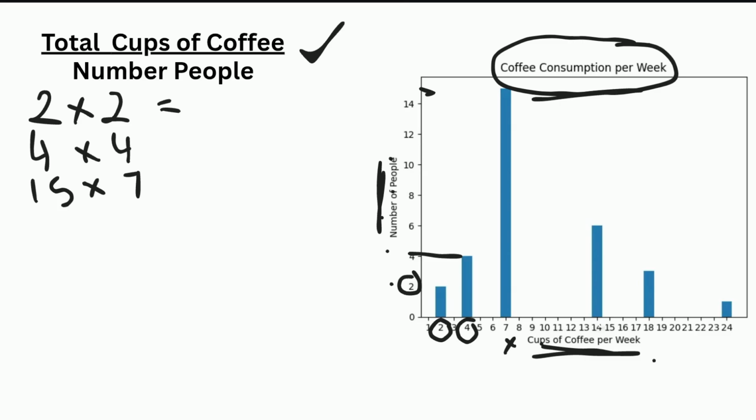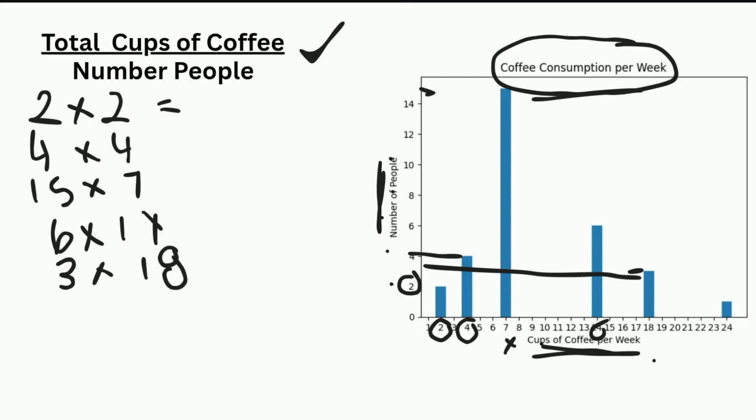And then for 14 cups, we have 6 people. And then for 18 cups of coffee, these people are beginning to drink quite a few cups of coffee. Let's look at this carefully. And it looks like it falls right in between, and so that's going to be 3 times 18. And then finally, we have one person that consumes 24 cups of coffee.